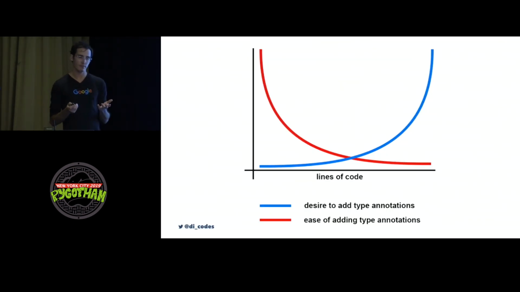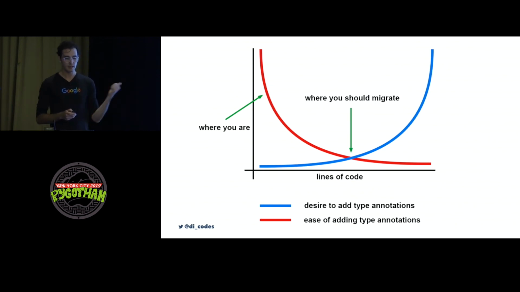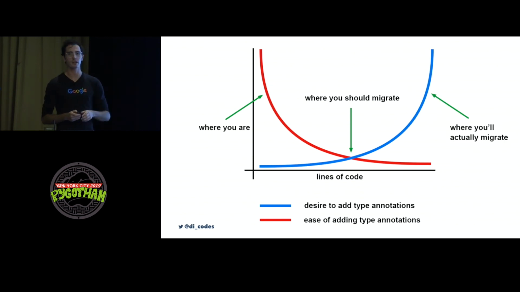So you can imagine a graph that kind of looks like this, where as your lines of code go up, your desire to add type annotations goes up, and the ease of doing it goes down. So you are probably like here, unless you are Facebook, Dropbox, or Google. This is the good time to add static typing. That's probably actually when you're going to do it. But keep that in mind when you're evaluating when to start adding static typing. It's easier to do it earlier.